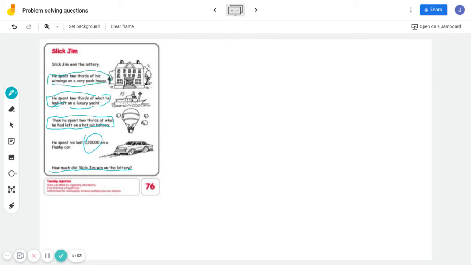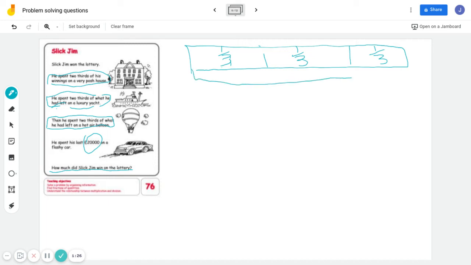So this might sound a bit confusing with this 2/3 business, but let me explain it this way. If we draw a bar, and this bar represents his winnings, and we divide his winnings into 3 equal parts, each one being 1/3, 1/3, and 1/3, he spent this much. He spent 2/3 of it on his house. So that's been spent in this first step over here.